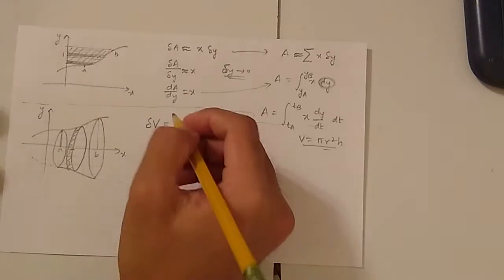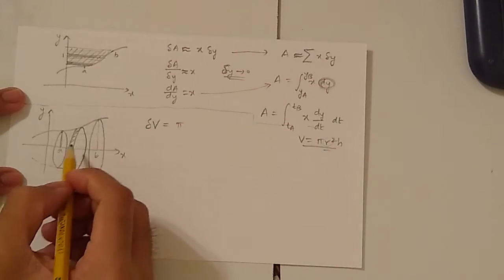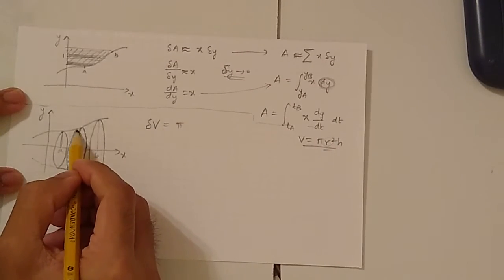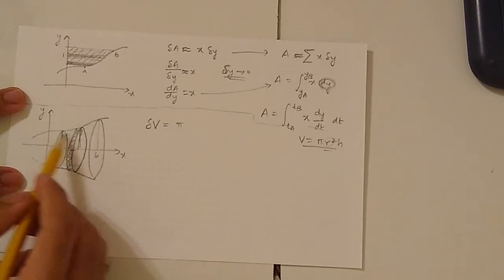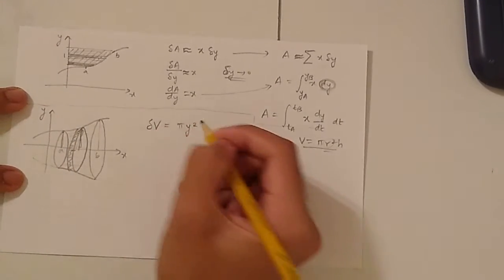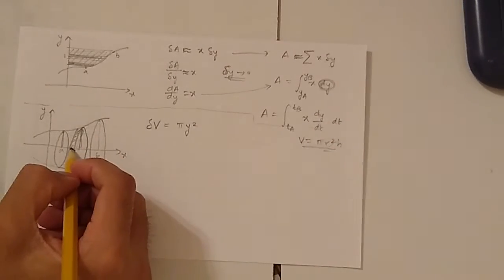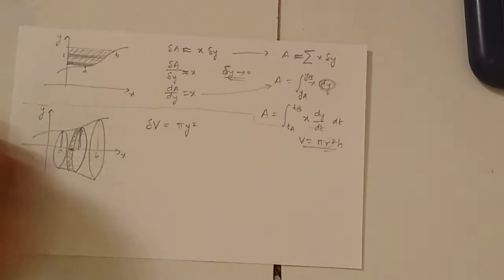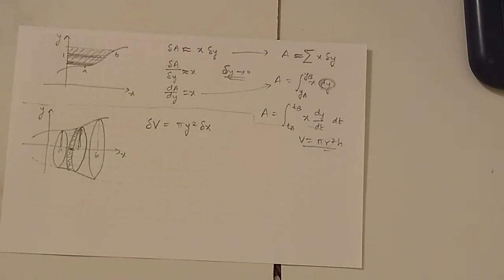Over here, if you notice, pi copies down, r square, where r is your radius, and in this case r is actually the height of the curve, which is y. So r is equal to y, so this is y square. h is the height of the cylinder, and it is that small increment, delta x. So delta V is equal to pi y square delta x.